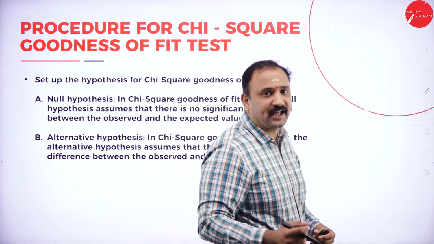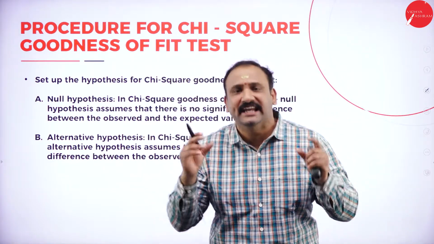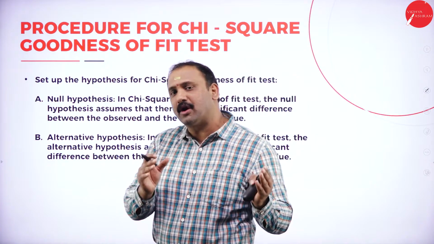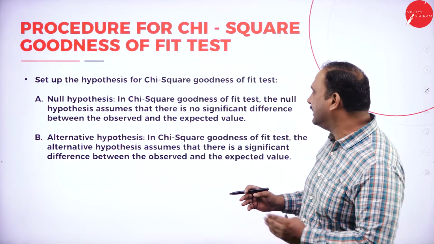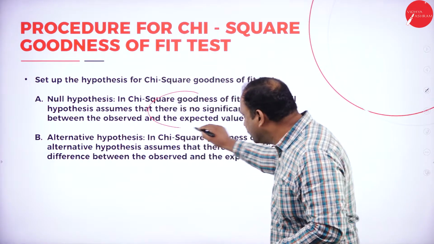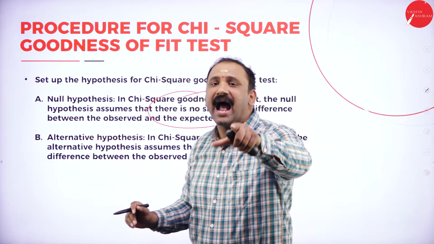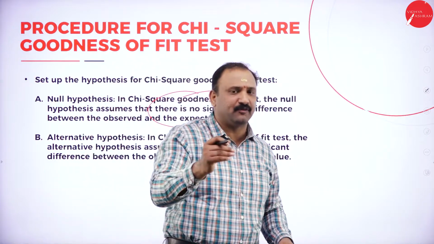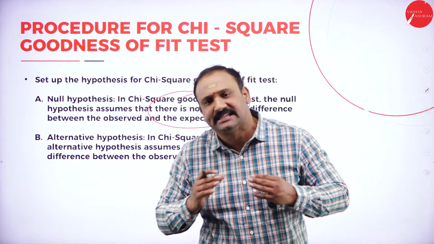Now, when I talk about the null hypothesis, it means that it has assumed all the factors equally and it believes in a general statement altogether. So when we talk about setting up the null hypothesis, we say very clearly that in the chi-square goodness of fit test, the null hypothesis assumes that there is no significant difference between the observed value and the expected value altogether. So that means to assume that the expected value and the observed value have no difference at all, and it is working exactly fine.